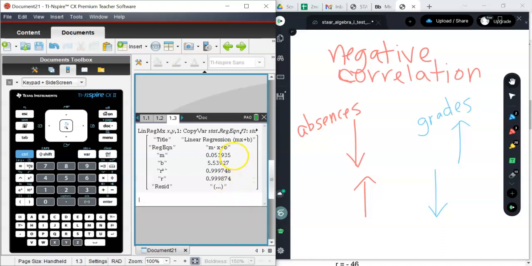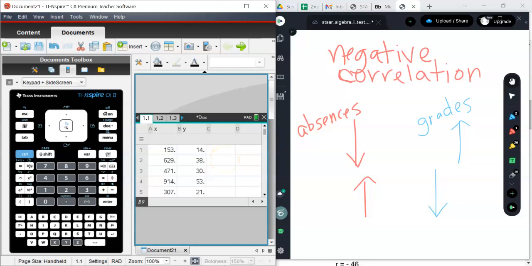So what it did here is, there's your mx plus b. There's m, there's b. You have r down here. This is your correlation coefficient right here, r. Now, that coefficient right there is 0.999874. It is a positive correlation at 0.999874. A perfect correlation, meaning two things are perfectly related, is a 1. Think of it as 100%.